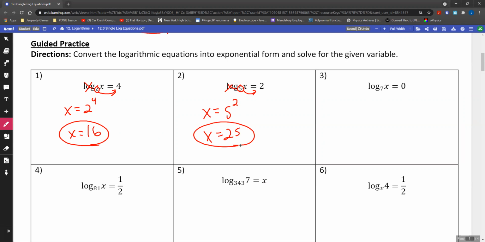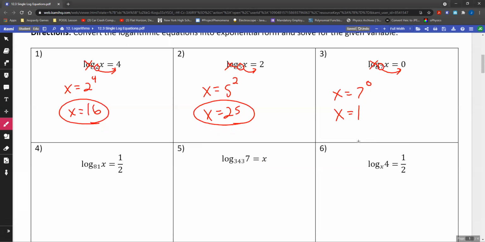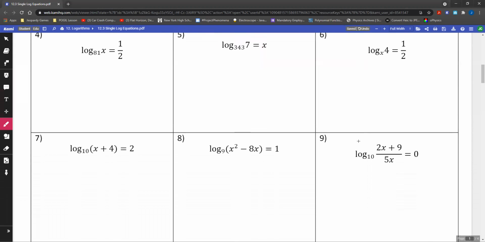So again, you can already see that it's pretty much the same thing that we've done before. 7, drop the log, x equals 7 to the 0. Anything to the 0 power is 1. Down to number 4, take the 81, move it over, drop the log, x equals 81 to the 1/2 power. That's also another way of writing the square root of 81. So x equals 9.